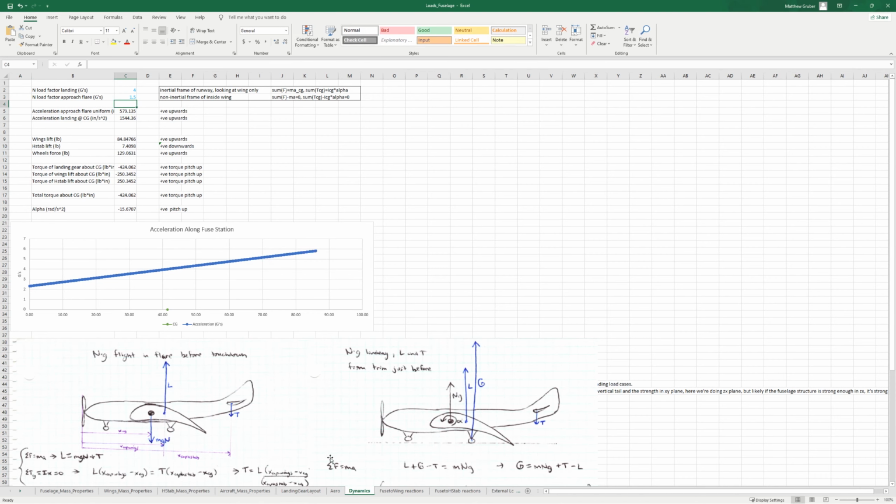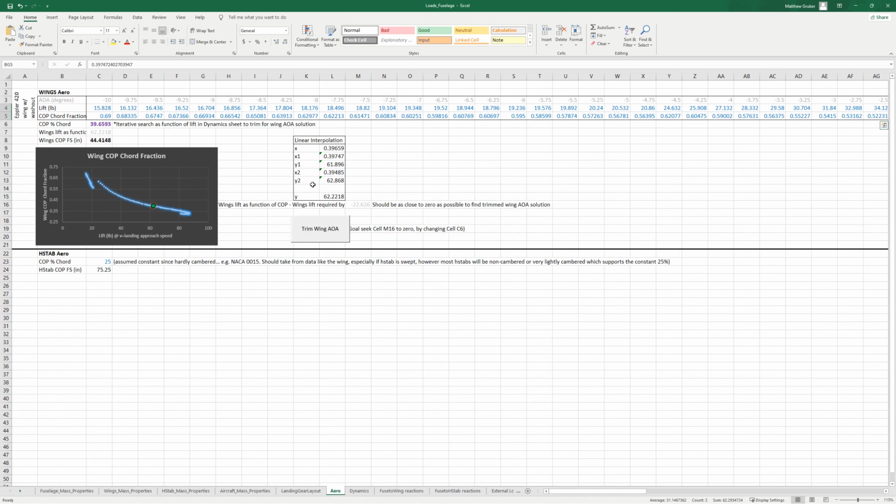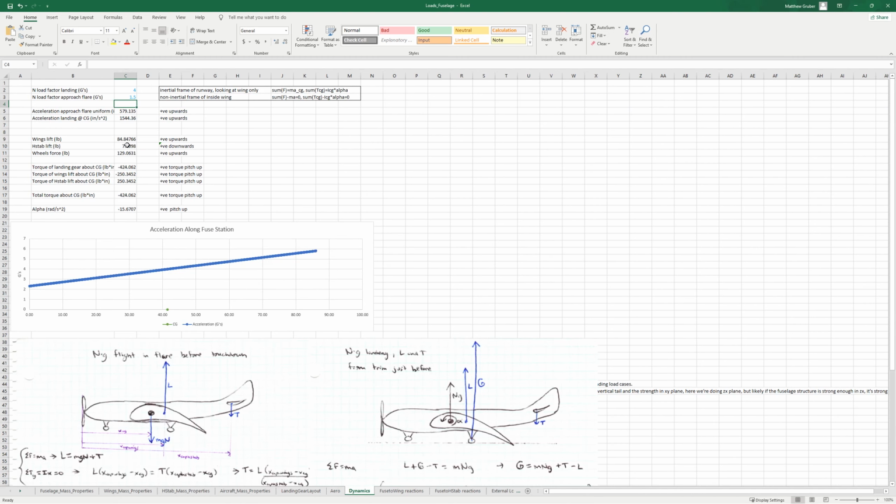at the approach. So here, we could put in a bunch of numbers we want. Let's say here we can see that we are lifting 62 pounds at this 39% chord center of pressure, but we need 84 pounds.